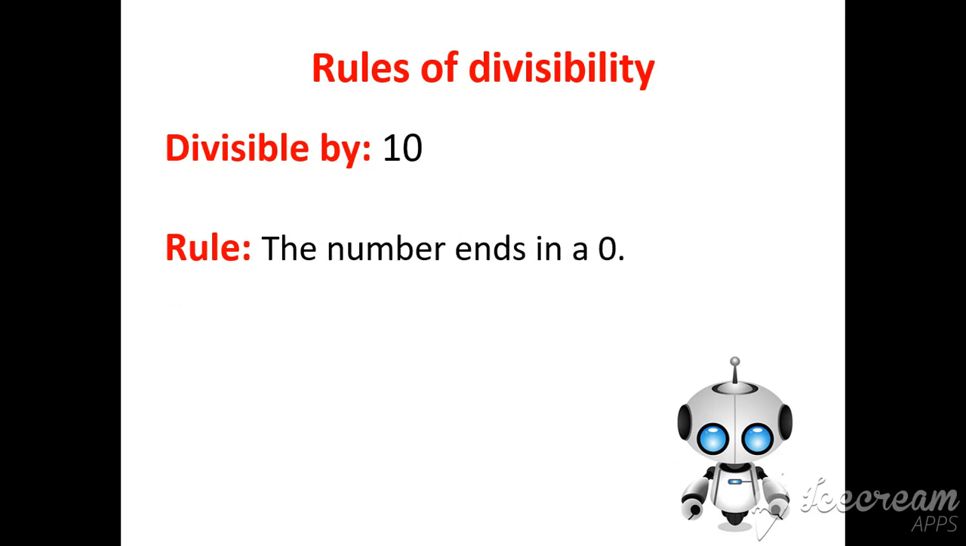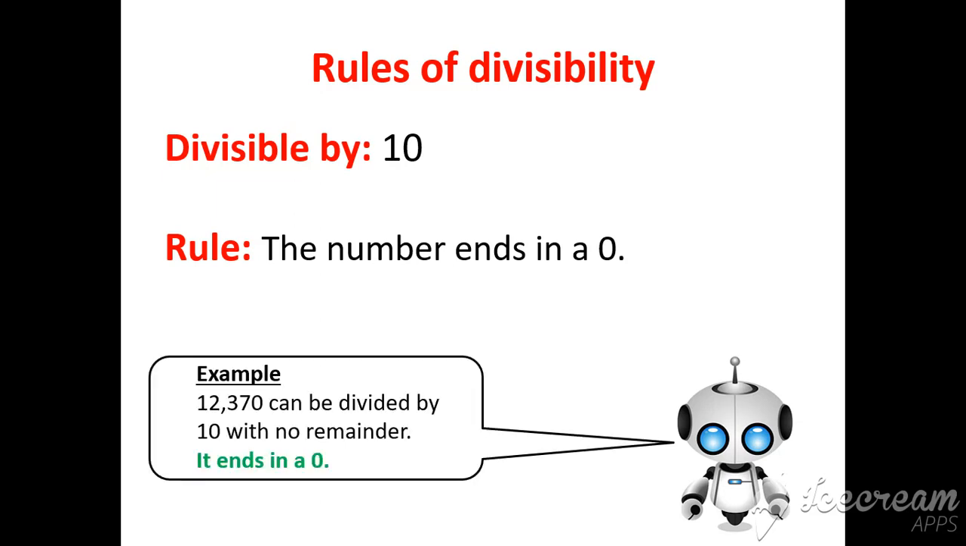Right, what about divisible by 10? The number ends in a 0. Nice, simple rule. So 12,370 can be divided by 10 with no remainder because it ends in a 0.